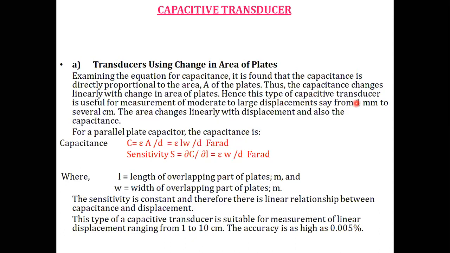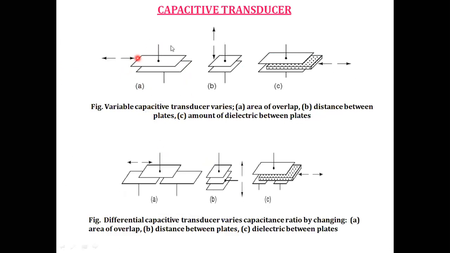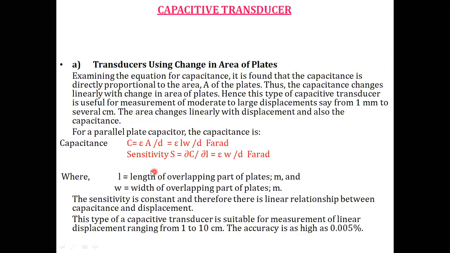Say that maybe 1 mm to several centimeters, we can make the displacement change. The area changes linearly with the displacement and also capacitance here. For a parallel plate capacitor, the capacitance is given by epsilon A by D. First one, this diagram. C is equal to epsilon A by D.